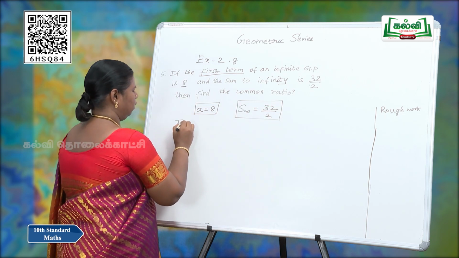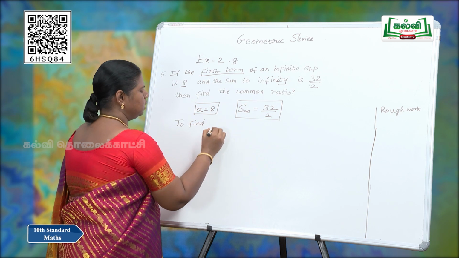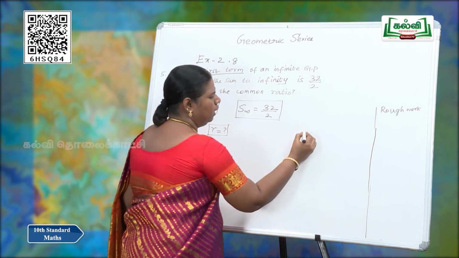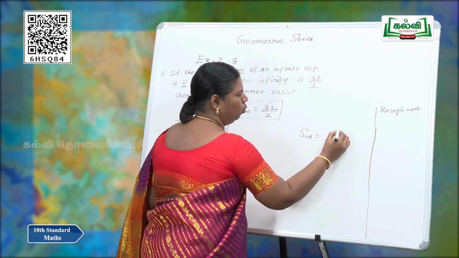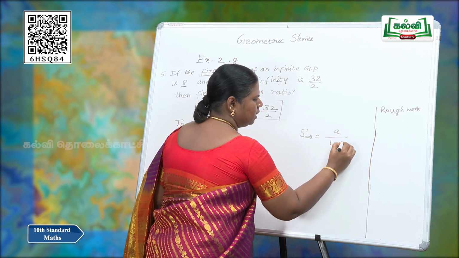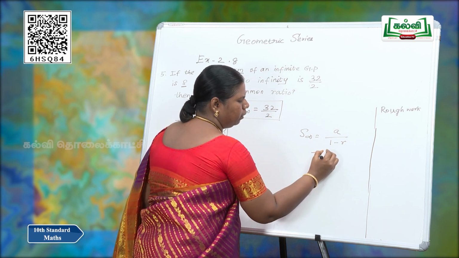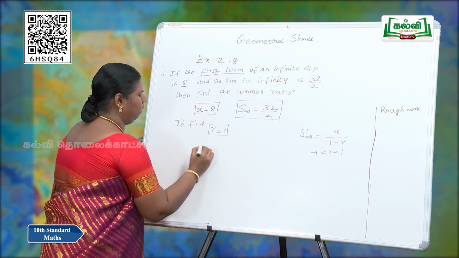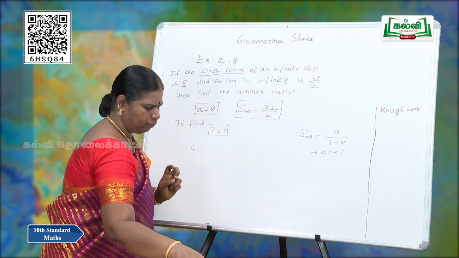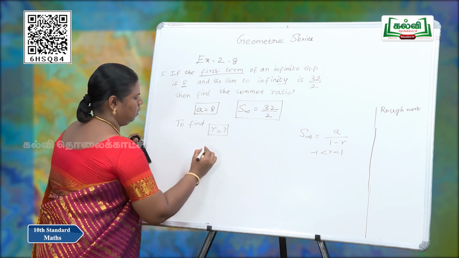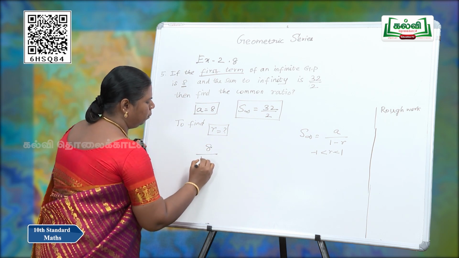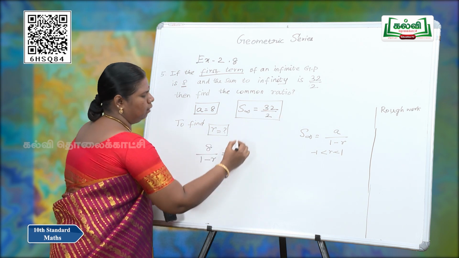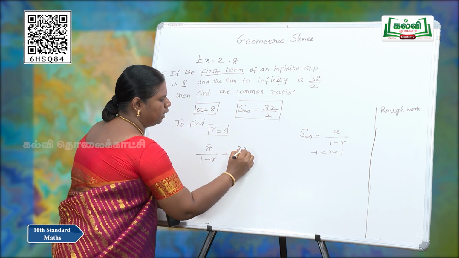To find r, the common ratio, we have the formula S infinity is equal to a by 1 minus r, where r lies between minus 1 and plus 1. In the place of a, 8, divided by 1 minus r we don't know. So, write as it is equal to the value of S infinity, which is 32 by 2.